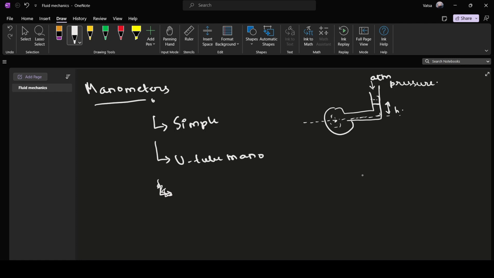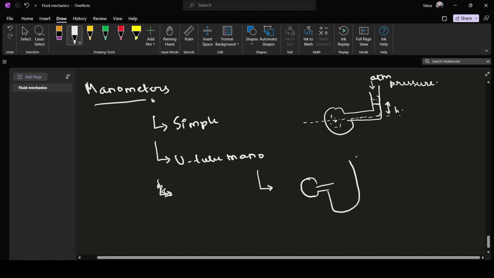So simple manometer and U-tube manometer. We only have problems regarding the U-tube manometer, where this is our first chamber, and it is bent like a U-tube. Hope you are getting it. I'll draw the diagram a bit more clearly.